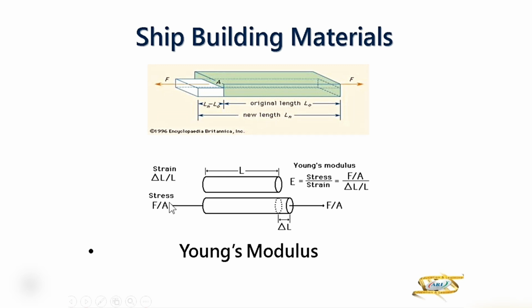And stress is force per unit area, what you're applying on this pipe to pull it. So Young's modulus is stress by strain. Here stress is force per unit area divided by delta L divided by L. So finally it will come as F into L divided by delta L into area of cross section, or force into original length divided by area of cross section into change in length, is the Young's modulus.